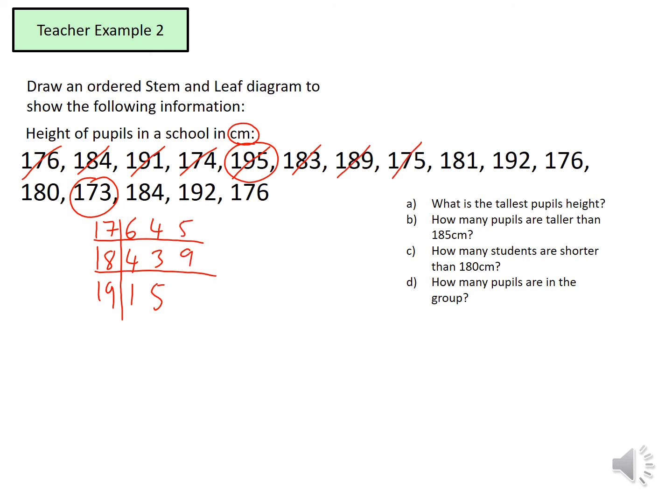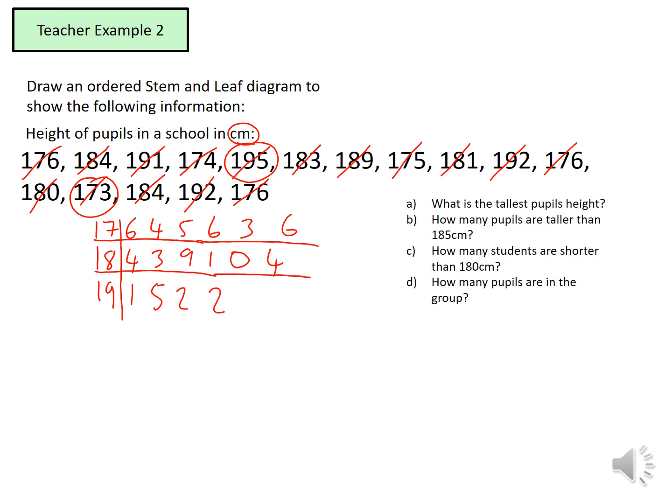175, 5 will go there. 181, 1 will go there. 192, 2 will go there. 176, 6 will go there. 180, 0 will go there. 173, 3 will go there. 184, 4 will go there. 192, 2 will go there. And 176, 17 is the stem.